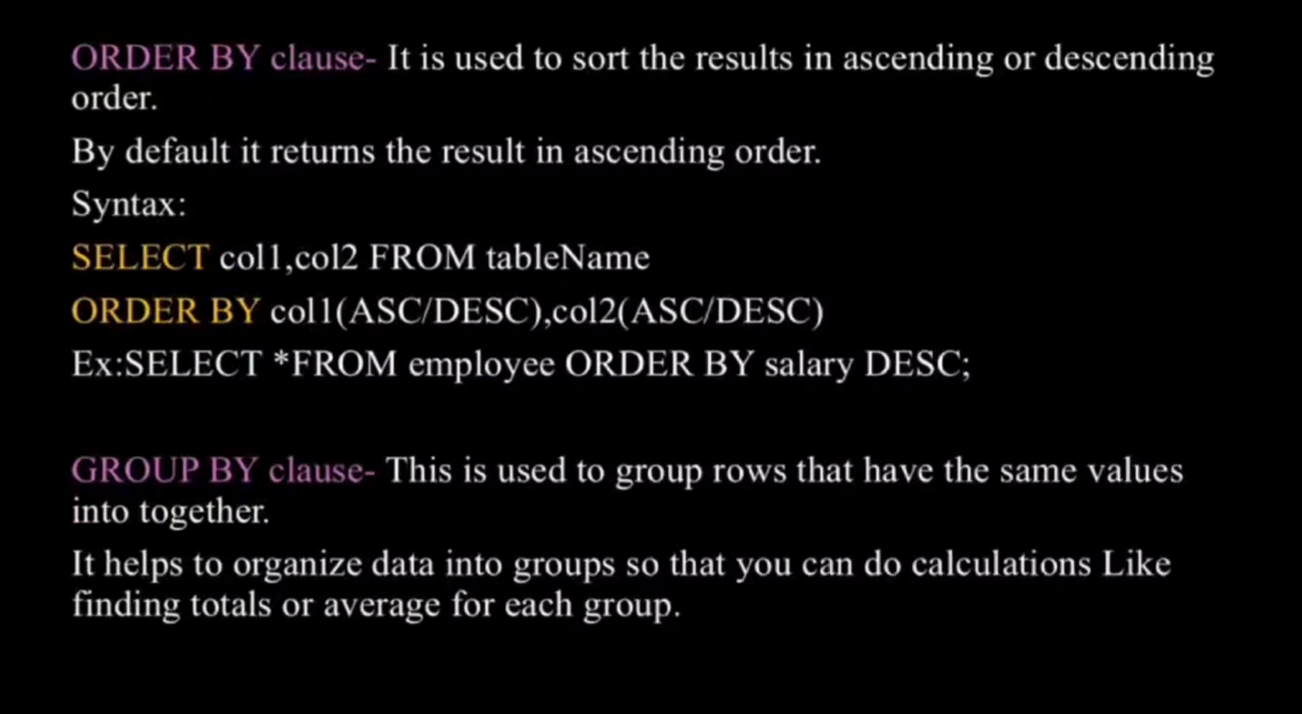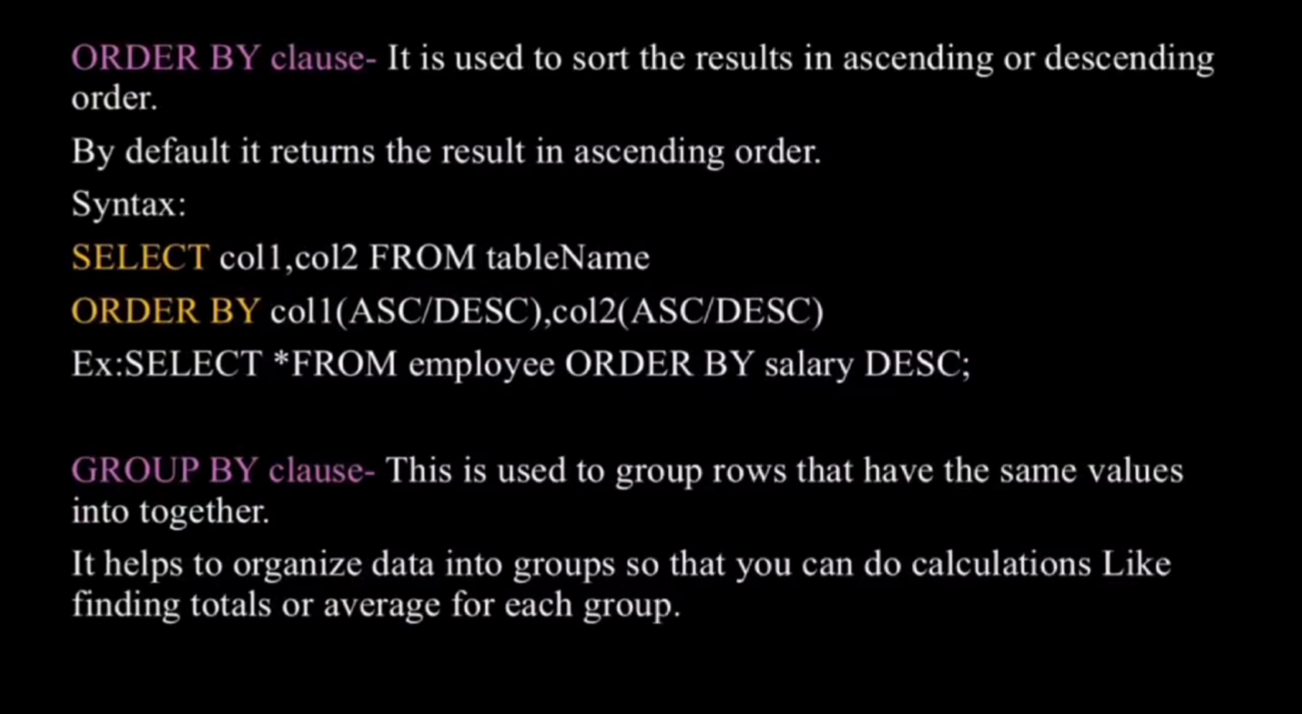By default, if you don't specify the order, the result will be sorted in ascending order, that is smallest to largest. If you want to see the salaries from highest to lowest, you can explicitly specify descending order. The basic syntax of the ORDER BY clause is as follows: SELECT column 1, column 2 FROM table name ORDER BY column name ASC or DESC. Example: SELECT * FROM employee ORDER BY salary DESC. This will give the employee details sorted by salary in descending order, that is highest to lowest salary.